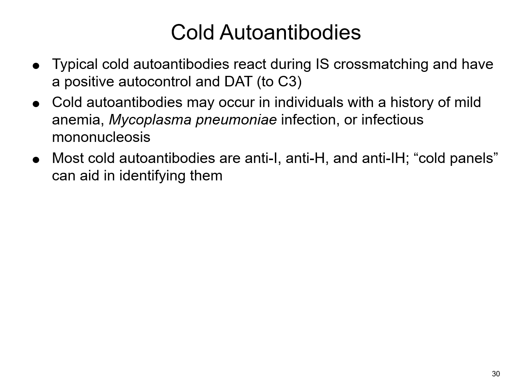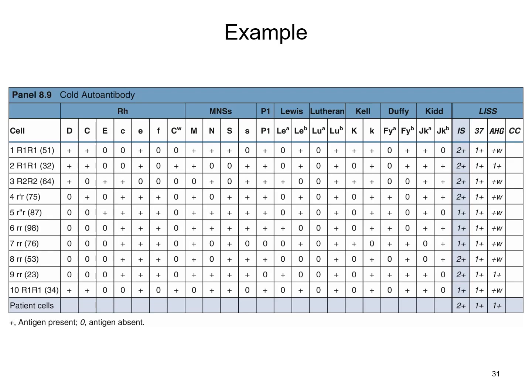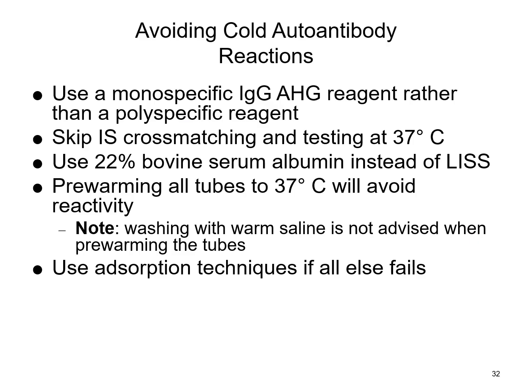You could run a cold panel that would aid in identifying those. So an example of a cold panel here where you've got that reactivity at immediate spin, and of course you see it weakening. This particular one, I'm not really sure, they didn't say here what the actual antibody was, but you can see reactivity. You could see that there was reactivity in every one of those cells.